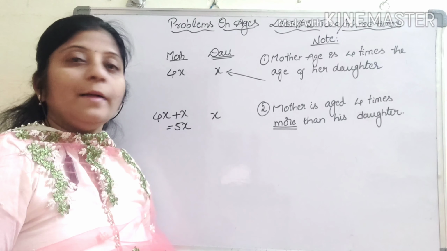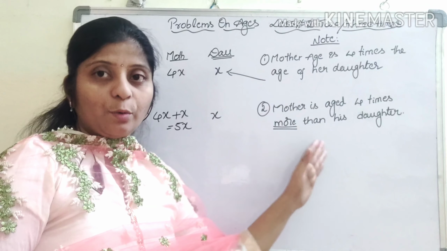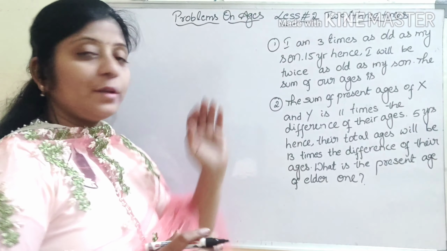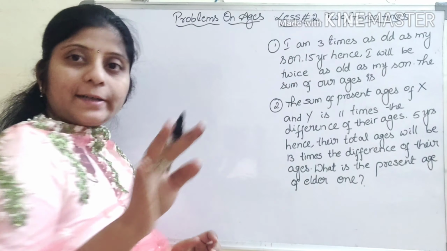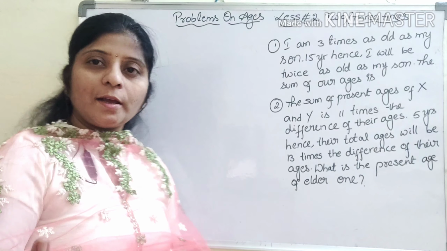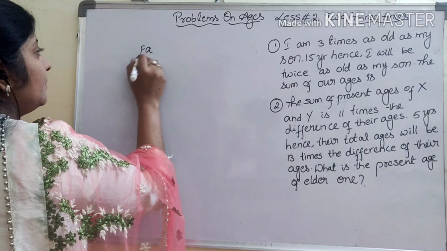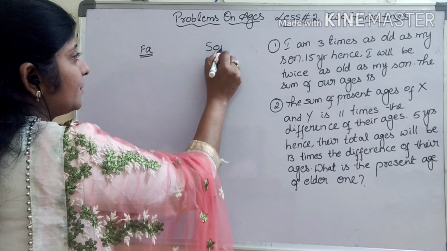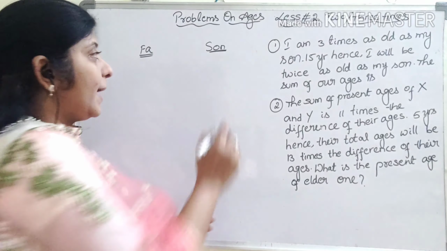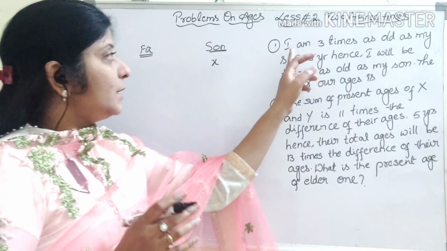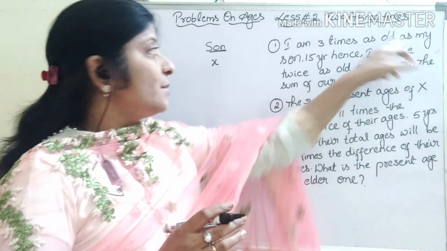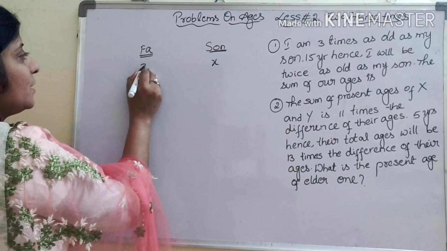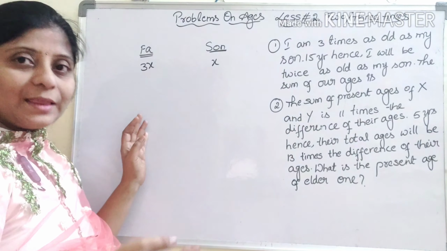Now we will see the problems based on these 2 points. Let us see the problems. Now we have 2 problems. We will do the first one first. I am, let us consider I as either father or mother. Let us take father, 3 times as old as my son. Let us consider son's age will be x, and given that I am 3 times as old as my son, the father's age will be 3x.